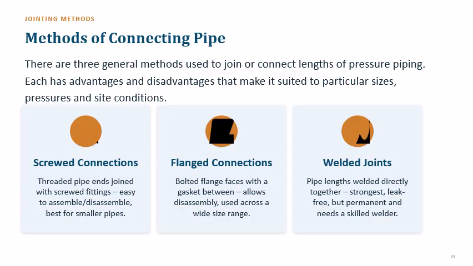In terms of screwed connection, the threaded pipe ends are joined with screwed fittings. It is easy to assemble and disassemble and more suitable for smaller pipes. That is, threaded pipes are joined by using screw fittings. Next is the flanged connection, where flange faces are bolted with a gasket in between them. This allows disassembly and is used across wide size ranges.